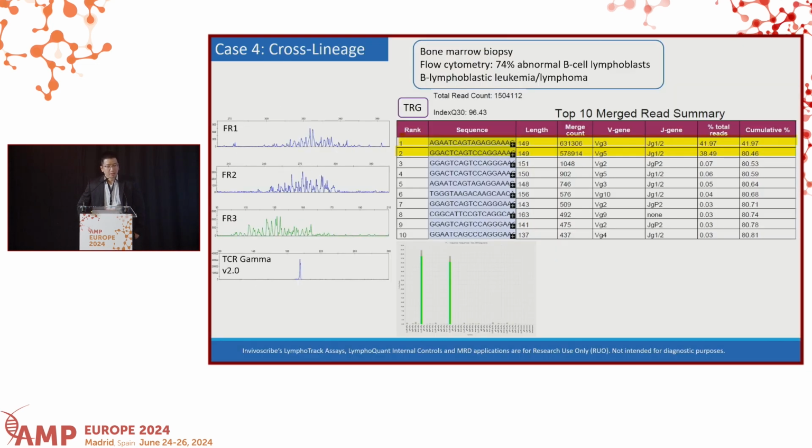Case 4 is a bone marrow biopsy, which shows 74% abnormal B cell lymphoblasts by flow cytometry, and it's indicative of B lymphoblastic leukemia or lymphoma. The capillary electrophoresis graphs show no clonal rearrangement by FR1, FR2, FR3 primers. However, when you test it for the TCR gamma version 2.0, we showed a distinct clonal peak. This is confirmed by the TRG LymphoTrack, where two clonal rearranged sequences are detected with the same base pair size. This example is of a cross lineage which can occur for B-ALL cases.